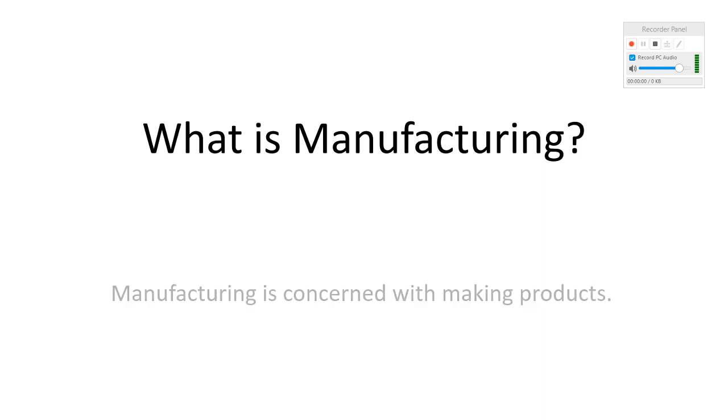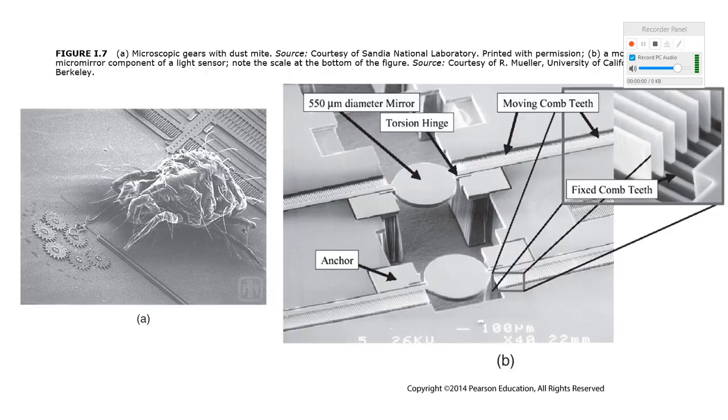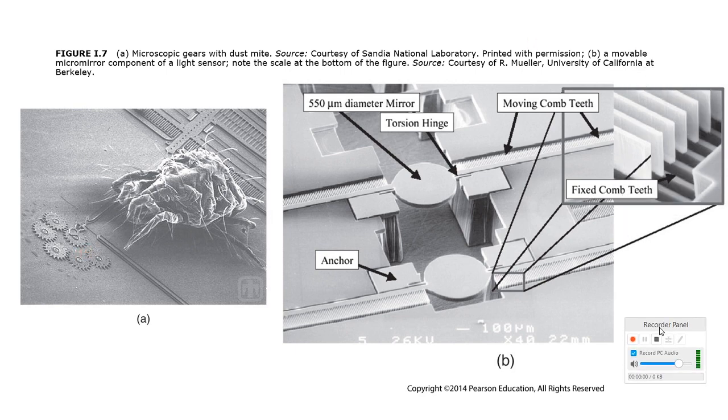So we talk about what is manufacturing. Manufacturing is concerned with making products. We can see on the left some micro gears. These microscopic gears are made for spatial mechanism of movement, usually for microelectromechanical processes. Here there is a micromirror. This micromirror is being made in order to precisely control some of the things that are available. If you look at it here, these are some components which are made for special applications. The scale bar shown here is 100 micrometers, from left to right.